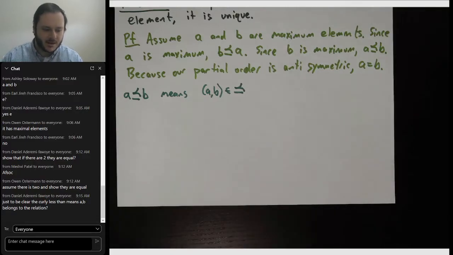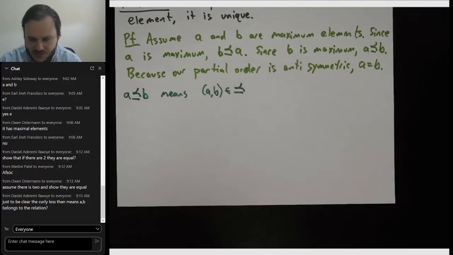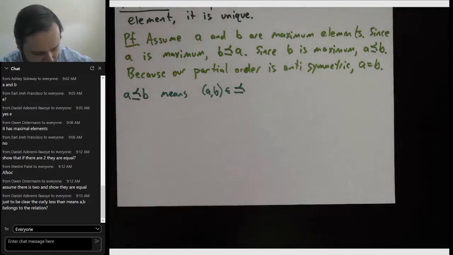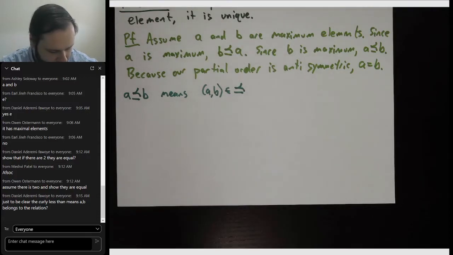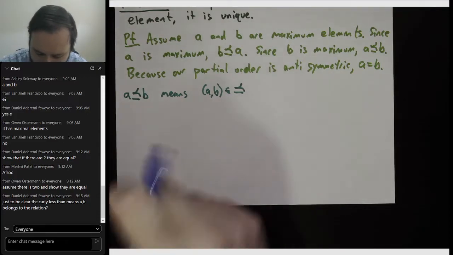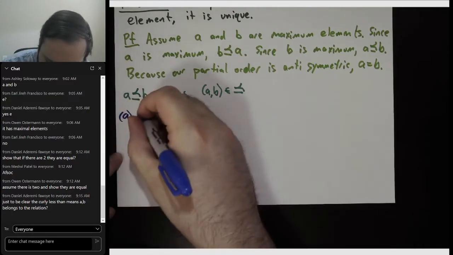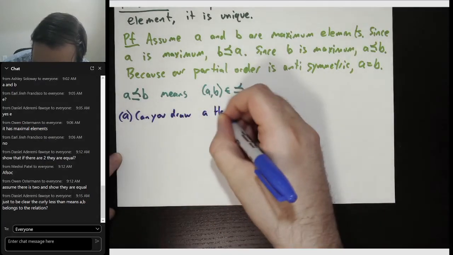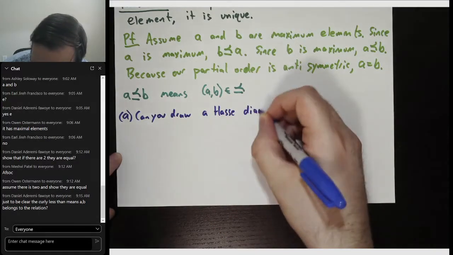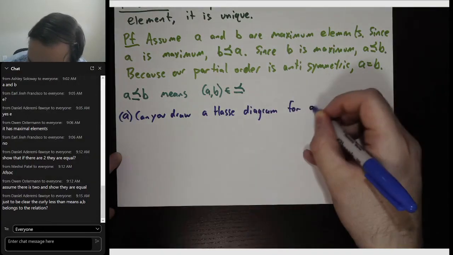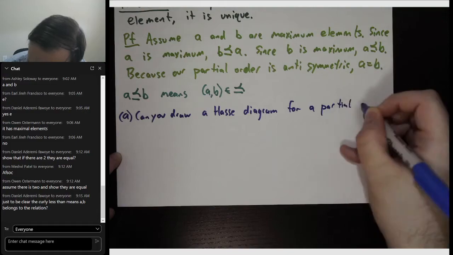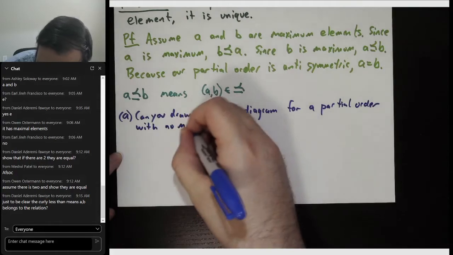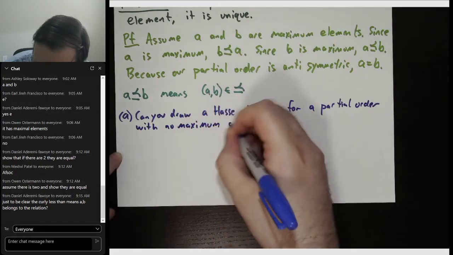Okay. 9:18, let's come back. Let's refocus, regather. Interesting question for you. So, part A, can you draw a Hasse diagram for a partial order with no maximum or minimum element?